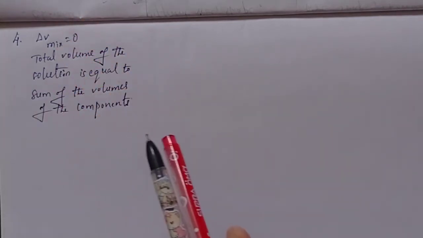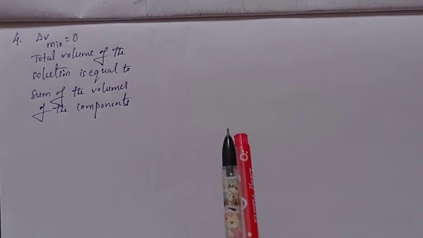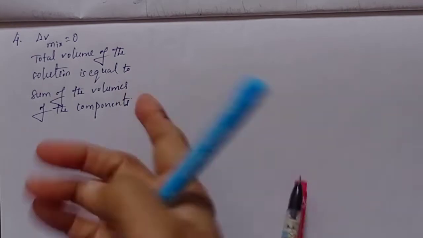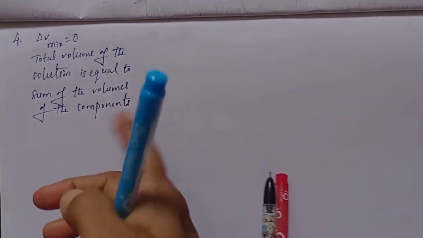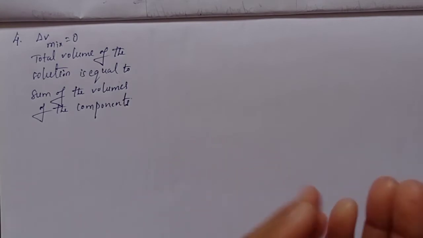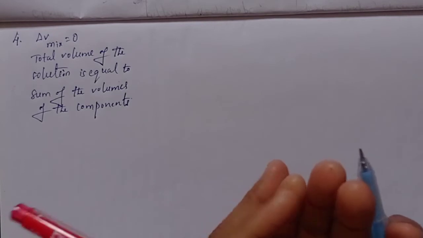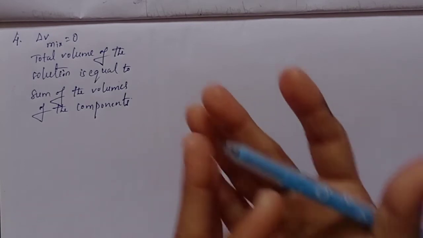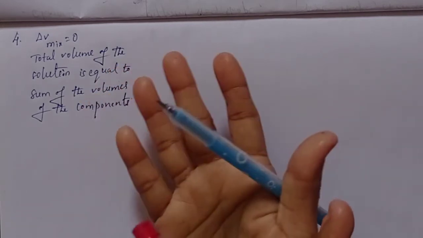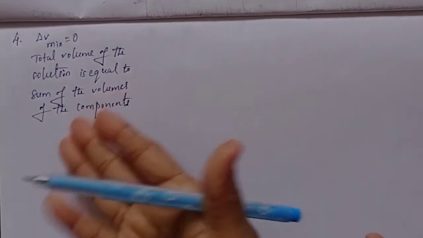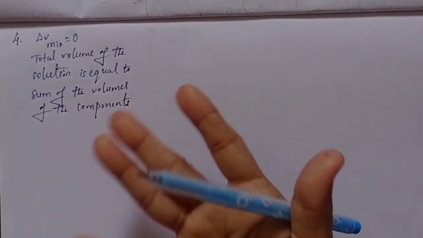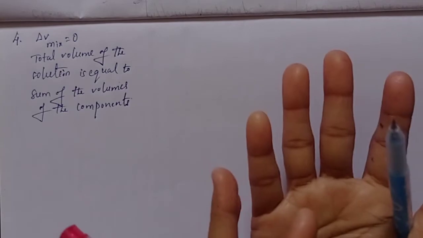Why, students? Delta V equal to 0, total volume of the solution is equal to the sum of the volumes of the components, because attractive forces are same between the same components and between the different components. Correct? So that's why total volume of the solution is the same. It is equal to the sum of the volumes of the components. Clear this one? That's it, because attractive forces are same.